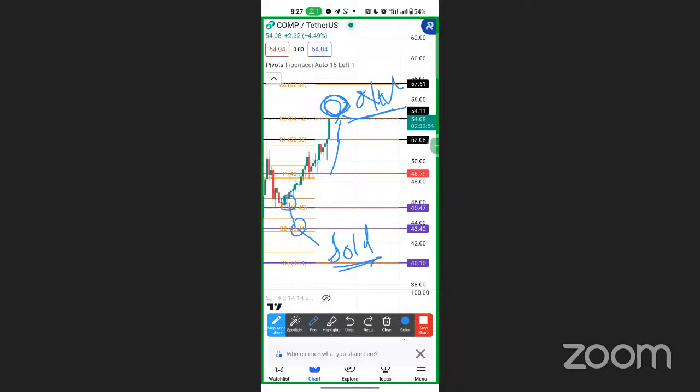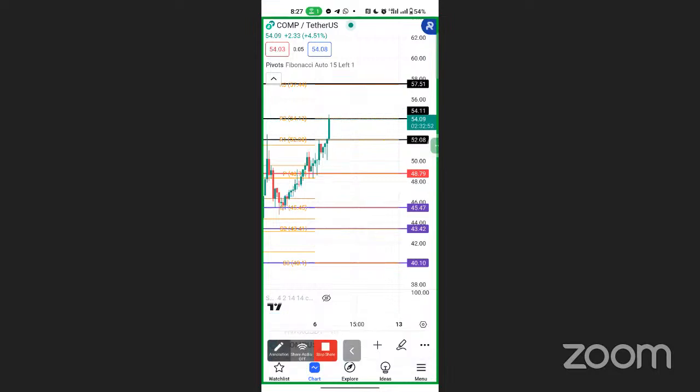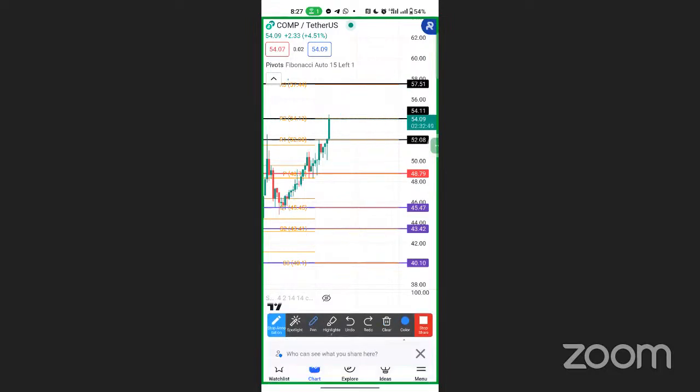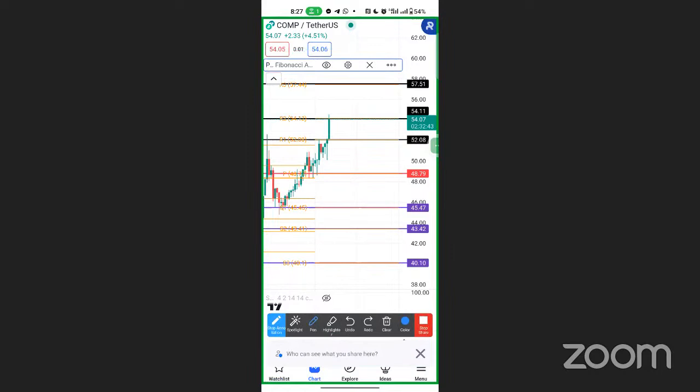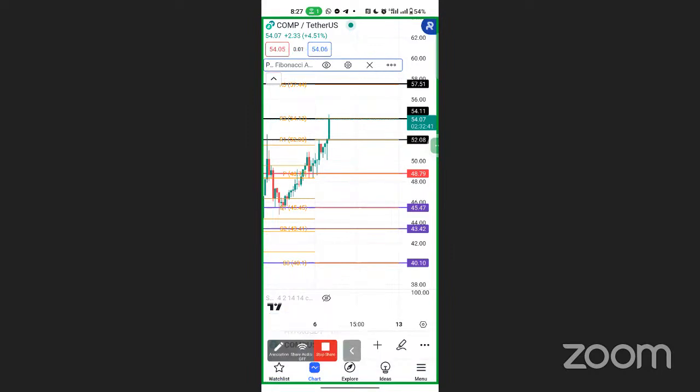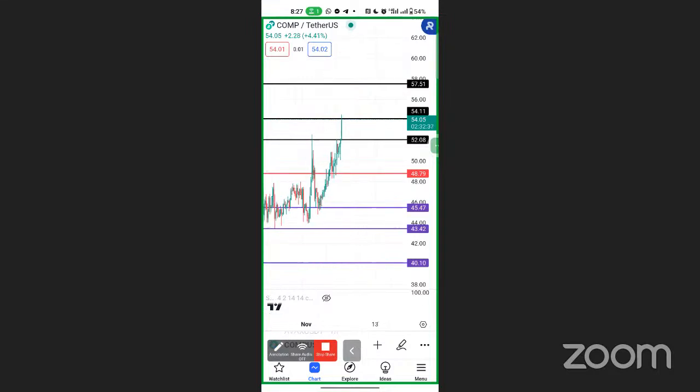Now, what we shall do, after we have drawn our lines, we shall now come to the indicator, tap on it once, then tap X. So we remove the indicator. And ladies and gentlemen, can you see how beautiful our support and resistance has been respected?